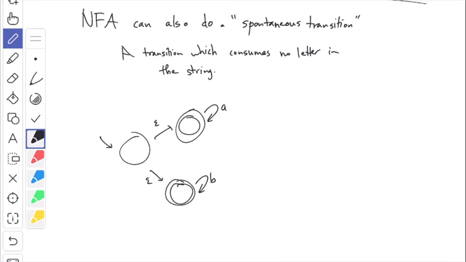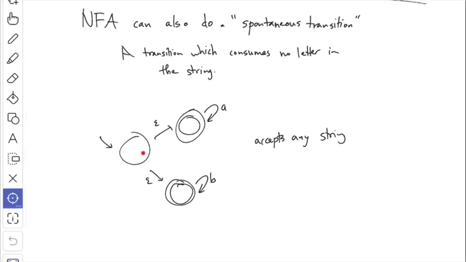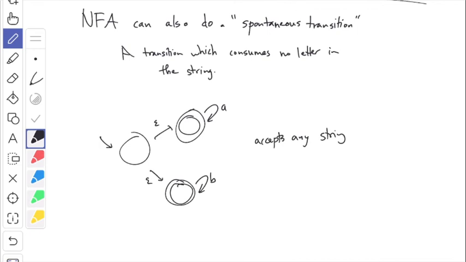And so what does this mean? The idea is you start here, but then even before you read anything from the string, you can just jump to one side or the other. Over here, you can do a bunch of A's and accept. Over here, you can do a bunch of B's and accept. Can you say in words what strings are accepted by this one? Yeah, it's either an empty string, a string of all A's, or a string of all B's.